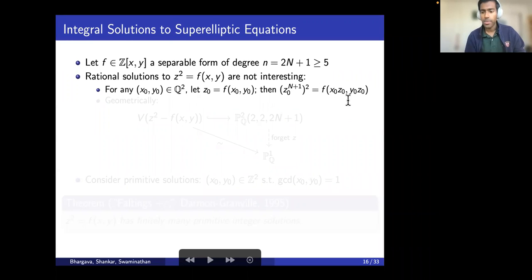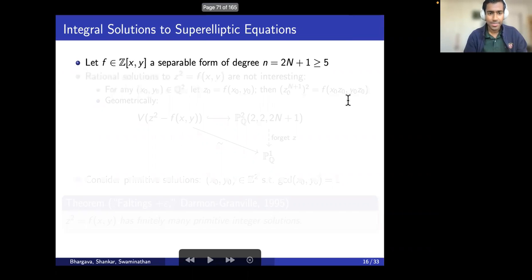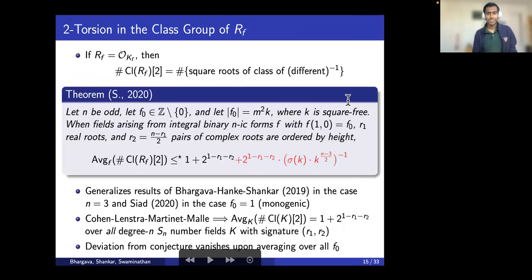Could I just ask a brief question about the previous result? Yes, absolutely. So here, there's some hypothesis about your fields. You're looking at rings that are represented by an integral binary n-ic form. Is that right? So yes.